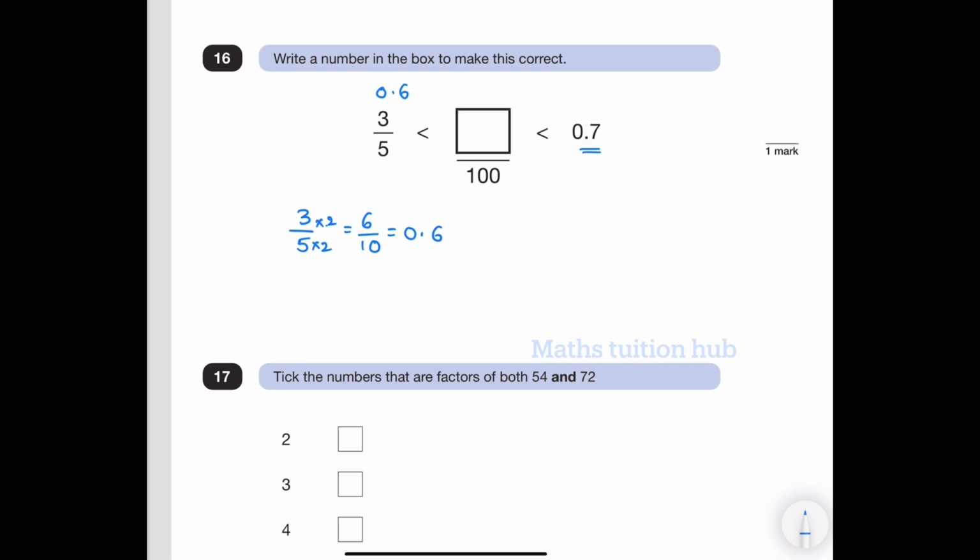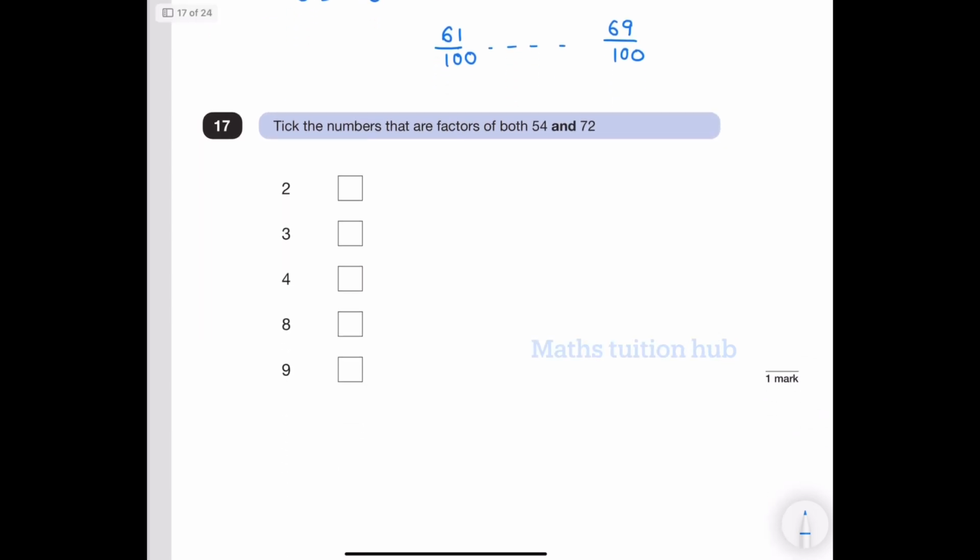So we need to figure out the number between 0.6 and 0.7. Any number, we can write any number between 0.6 and 0.7. So I'll take 0.65. So in the fraction format, 0.65 is 65 over 100. So I'll write 65. Basically, we can take any number between 0.6 and 0.7, starting from 61 over 100 till 69 over 100.